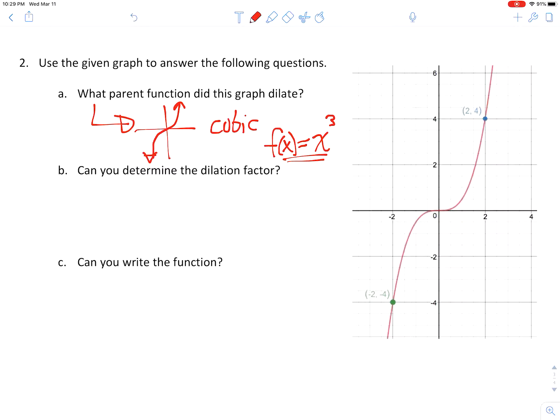I do not see any reflection. It hasn't been flipped over the x or y axis. That's good, so no reflection. And the important point 0, 0 hasn't been shifted at all, so there's no translation either. That's helpful.